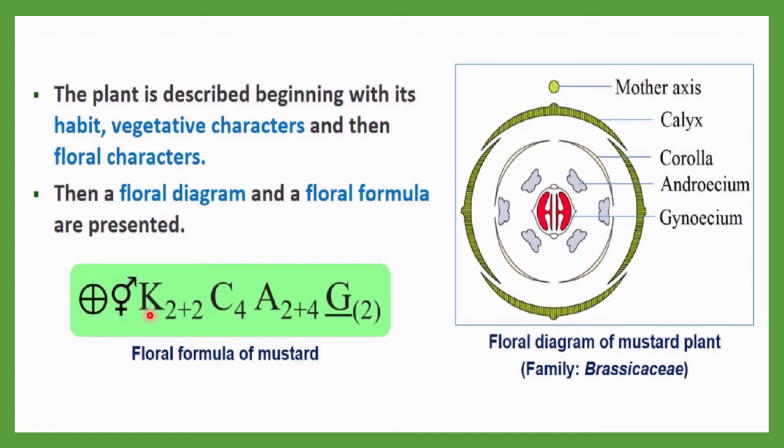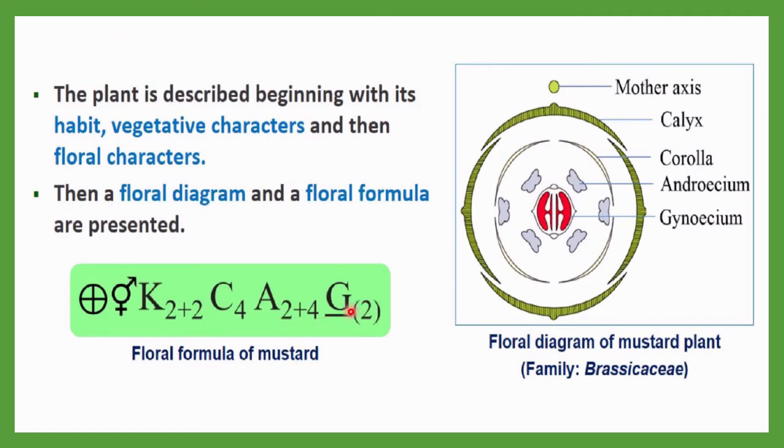Then this one indicates calyx-related structures, then this is the corolla, then androecium-related structures. What is the number of androecium? Here you can see 2 plus 4. There are a total of 2 whorls: this is the one whorl and this is the second whorl. The outer whorl has 2 stamens, that's why 2 is written, and the inner whorl has 4. So androecium is arranged in 2 circles, the outer having 2 and the inner having 4. That's why 2 plus 4 is written.